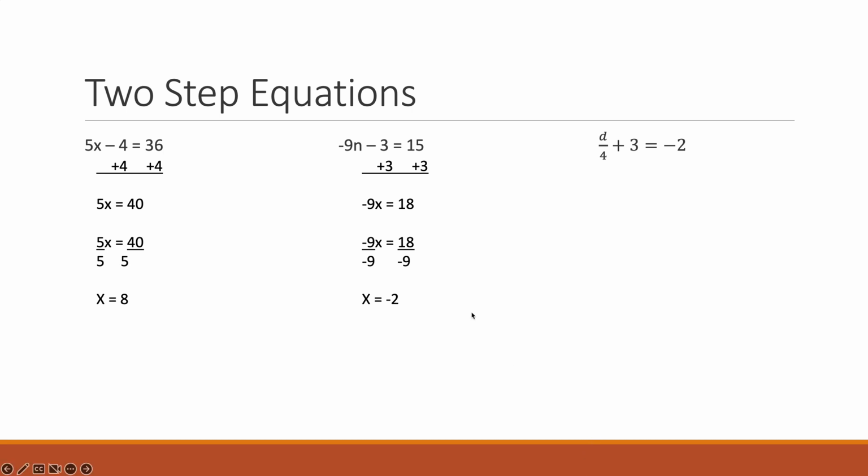And, just checking that this person actually did the crime. This is your trial here. Negative 9 times negative 2 is 18. 18 minus 3 is 15. Booyah, definitely got it right.